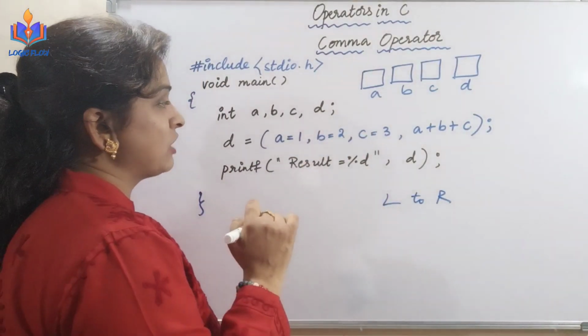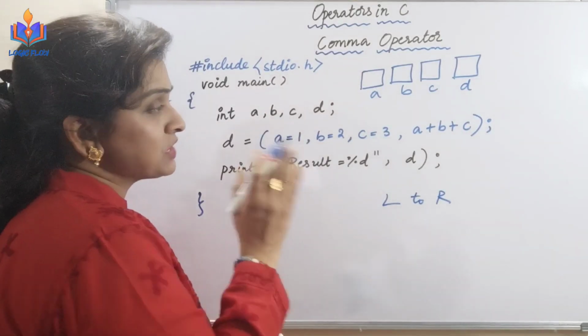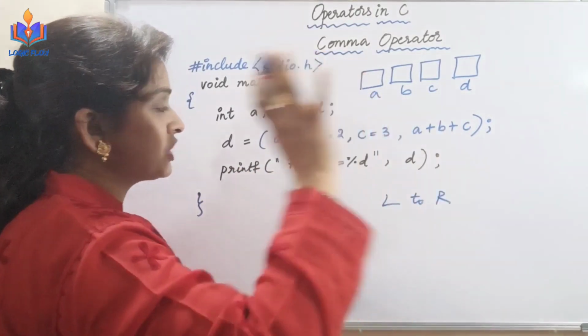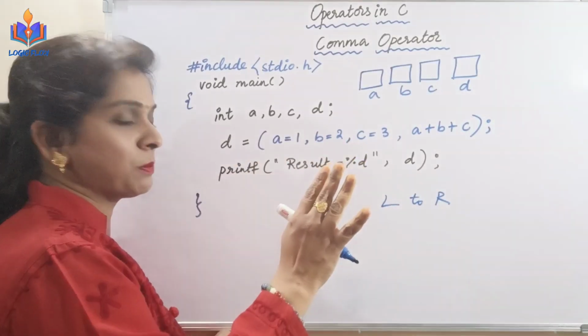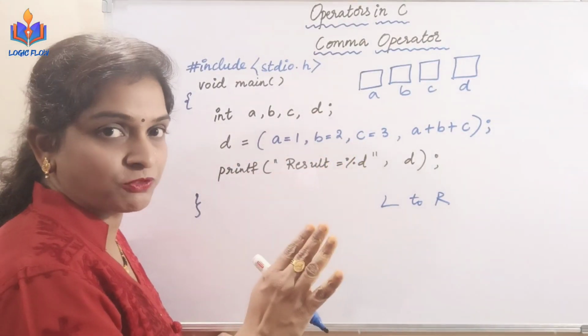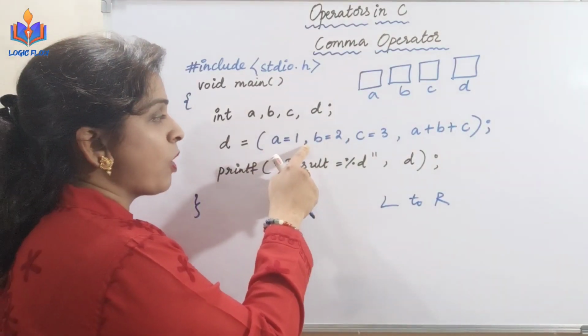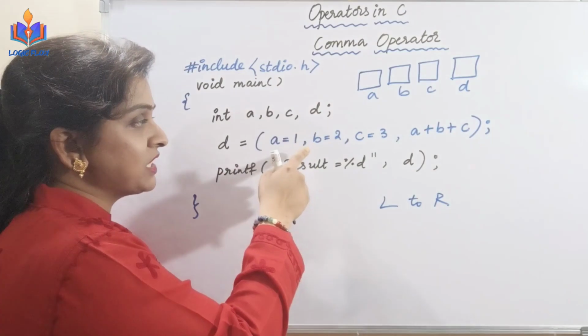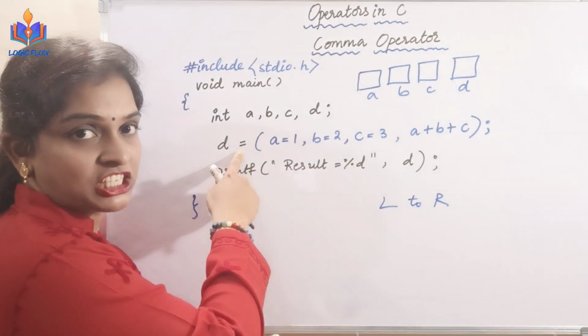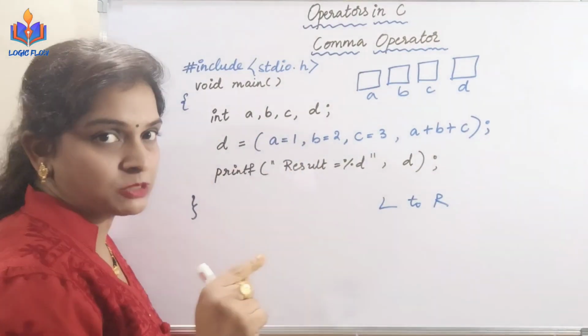Now what will the compiler do? The associativity is from left to right. So we first have to observe the operators here. Whenever we see an expression, we have to look into the operators first. So here we have the comma operator and we have equal to. According to the precedence, equal to has the highest priority, comma has the least priority.